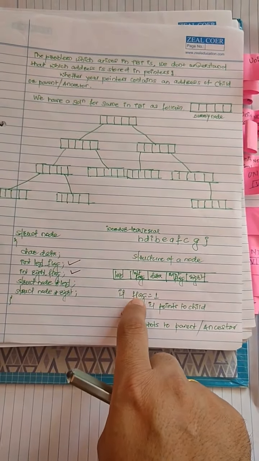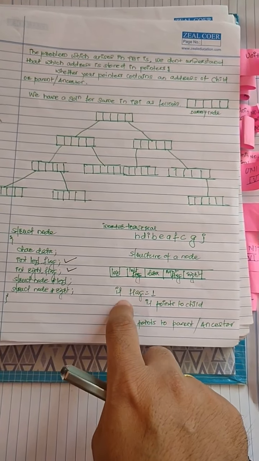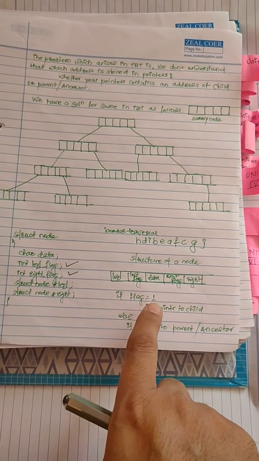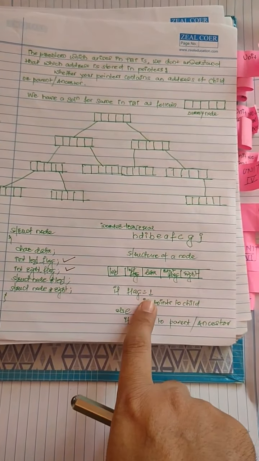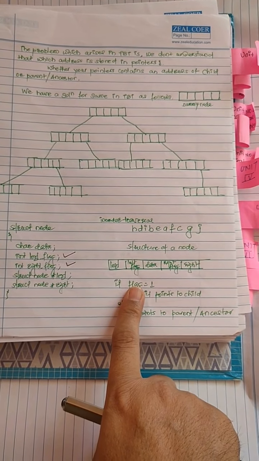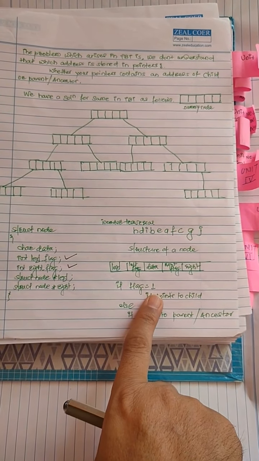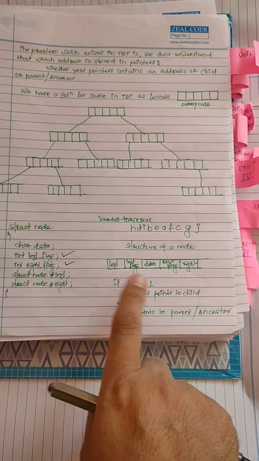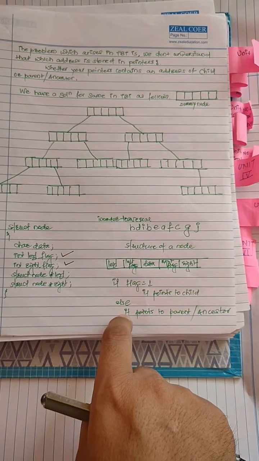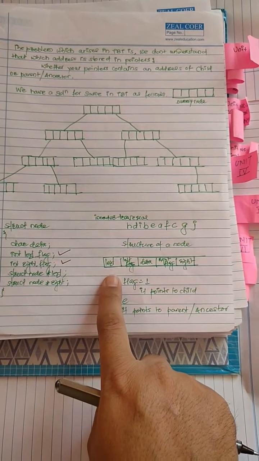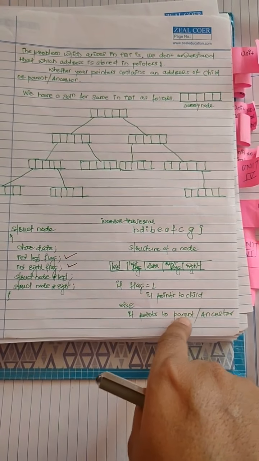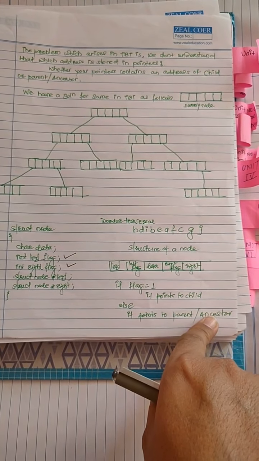Then how will it be decided whether the address is related to a child or an ancestor? If the flag is equal to 1, that is, if your left flag is equal to 1, it means it is pointing to a child. So always remember, when you have a child, your left flag will always be 1. Else, if your left flag is equal to 0, it means the left pointer is pointing to the parent or ancestor address.